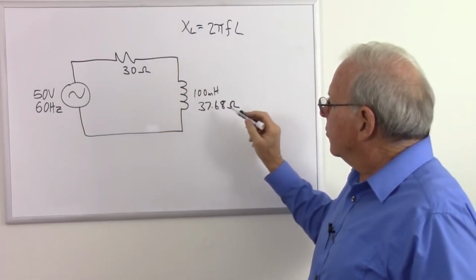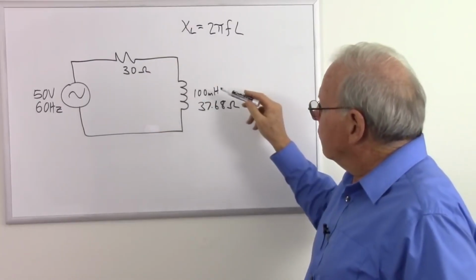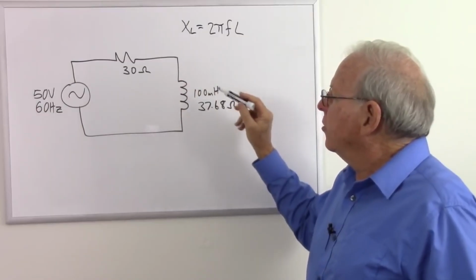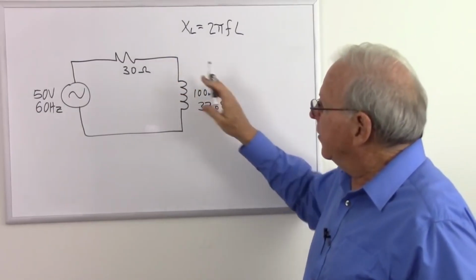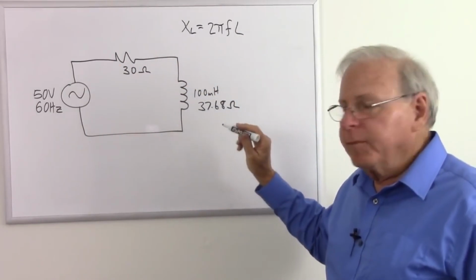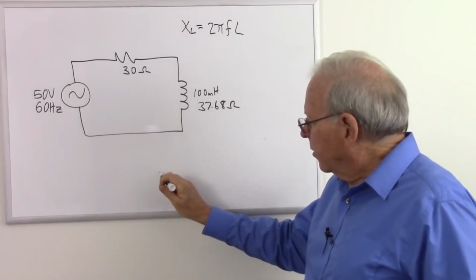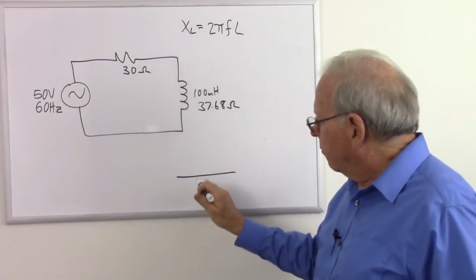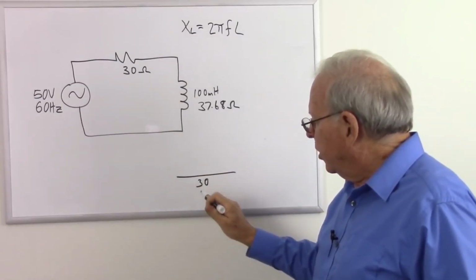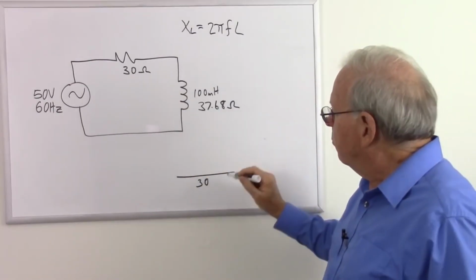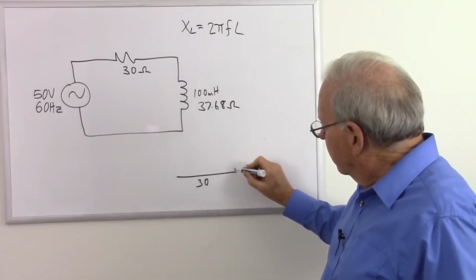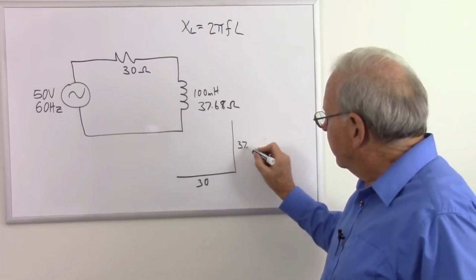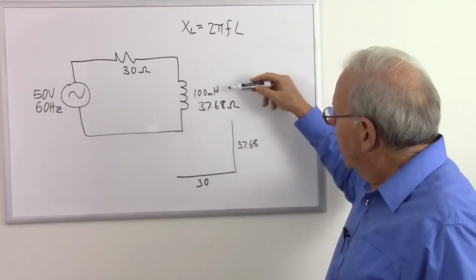No, because once again, there's a phase angle involved. The current through the circuit is behind the voltage, so they don't add directly. I have to add them using the Pythagorean theorem. And I'll remind us how that works. We start out by drawing a horizontal line which represents our resistance. So there's 30 units there to represent our resistance in ohms. And then we have a vertical line that's going to be a little longer because that represents 37.68 units of inductive reactance.